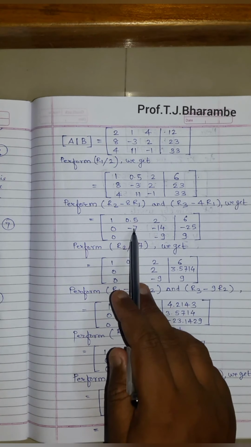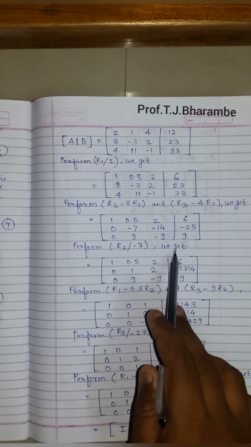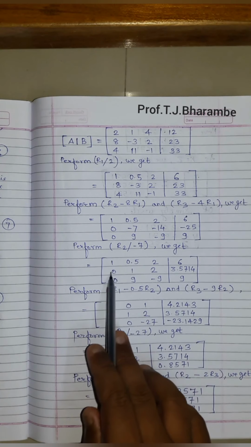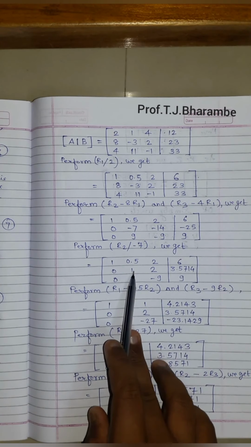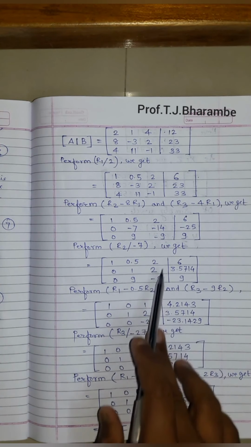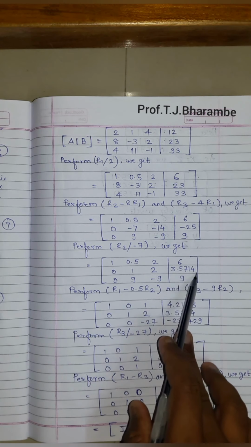So see here, we have to do this by R2 by minus 7. By performing this, only R2 will get changed. So this is already 0. Minus 7 by minus 7 is 1. Minus 14 by minus 7 is 2. Minus 25 by minus 7 is 3.5714.